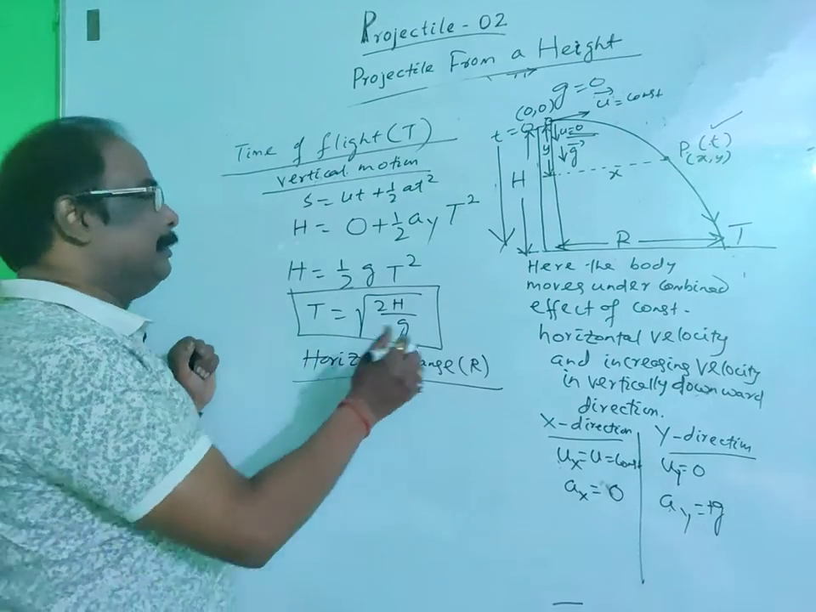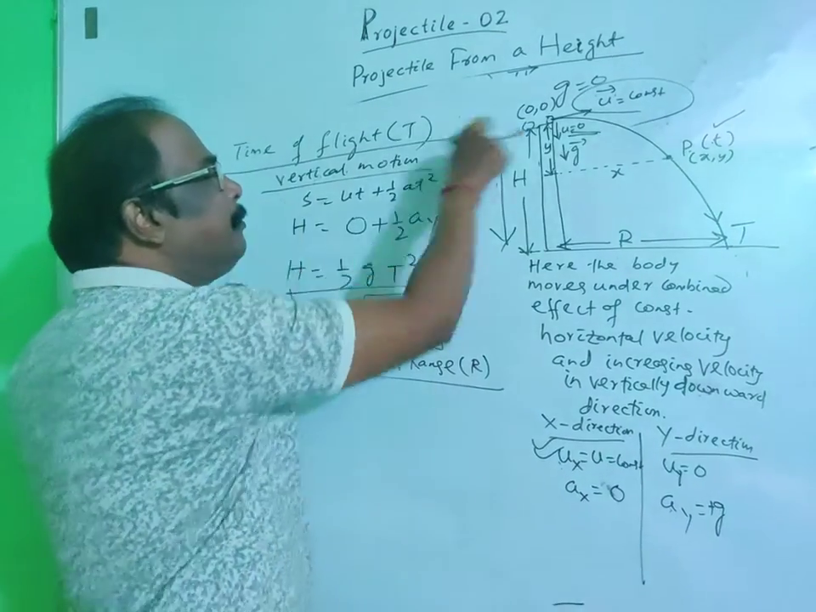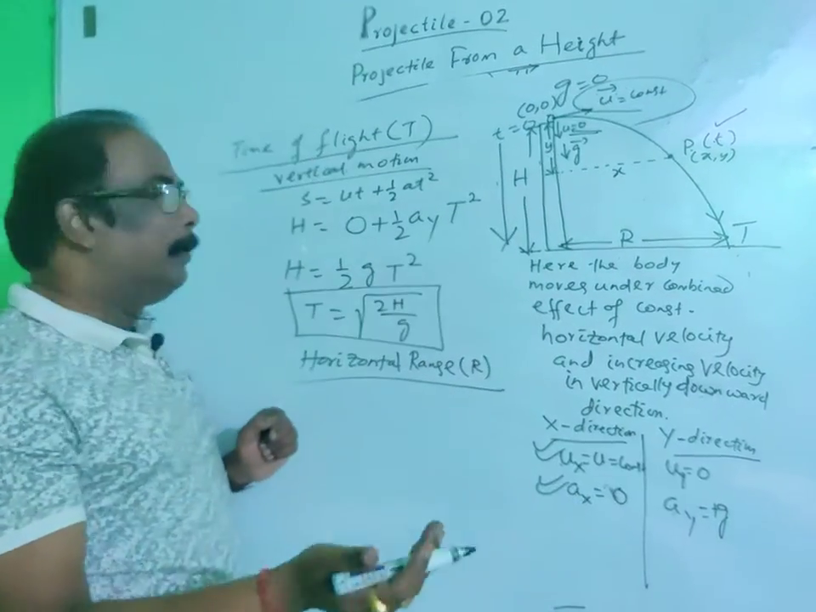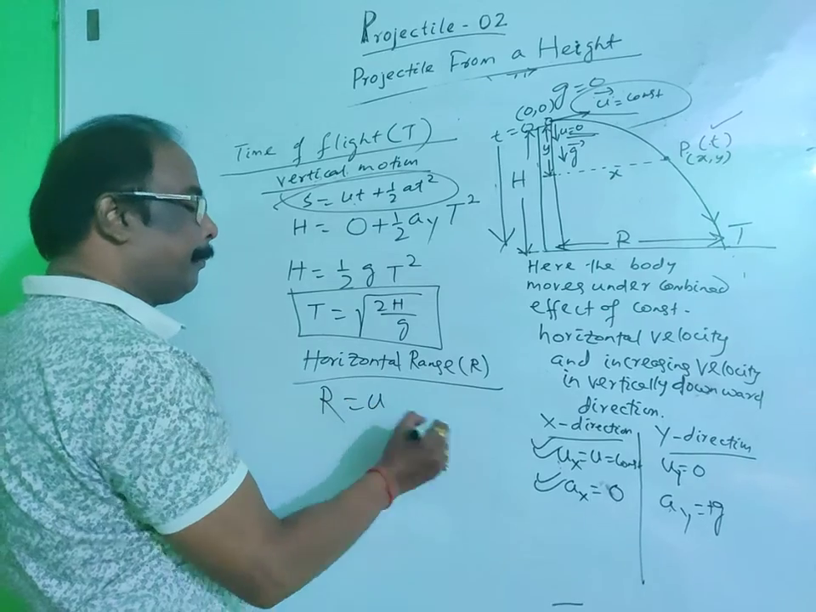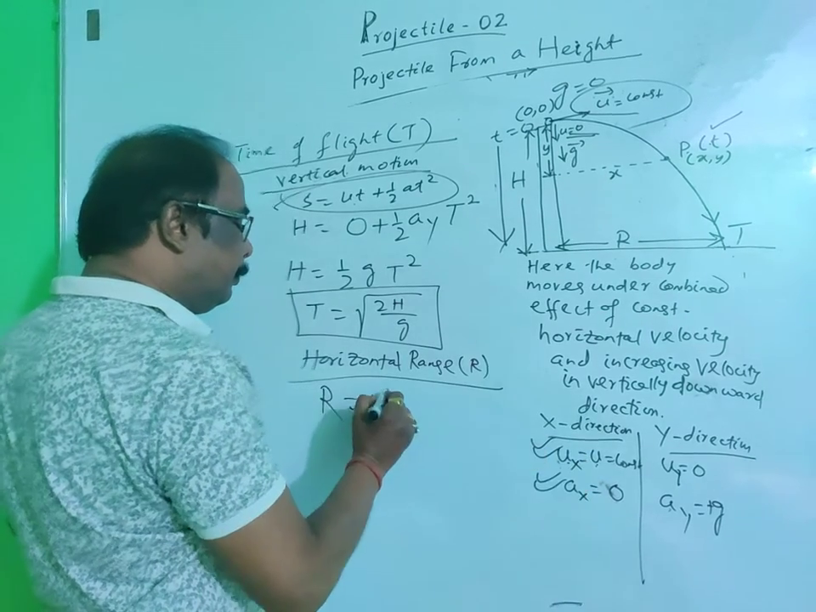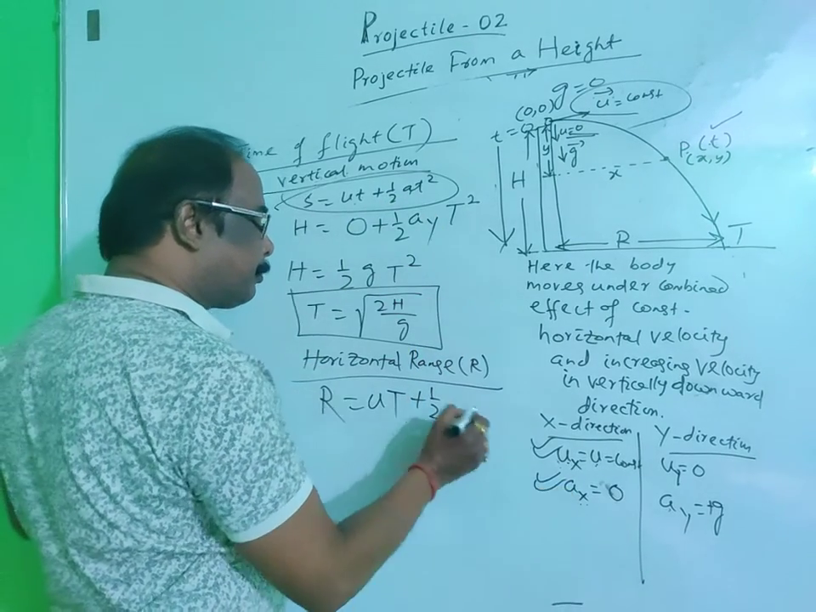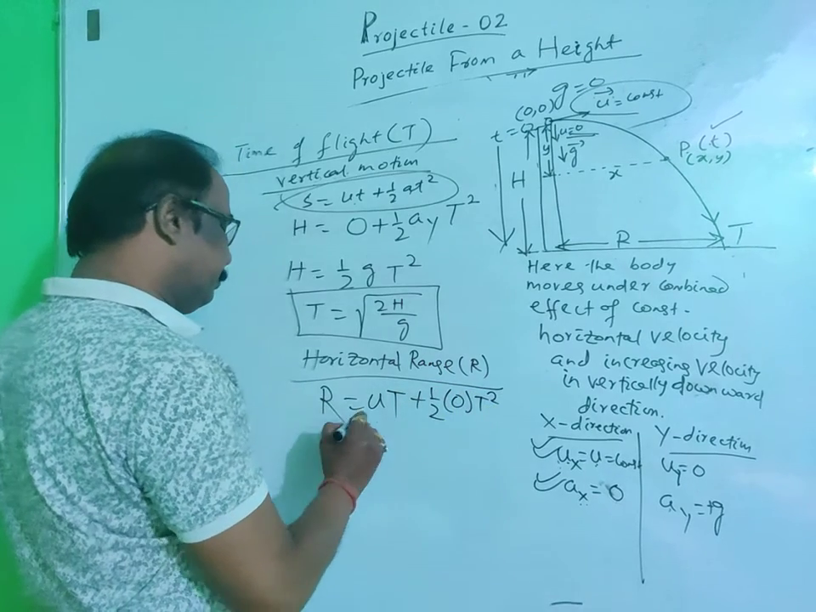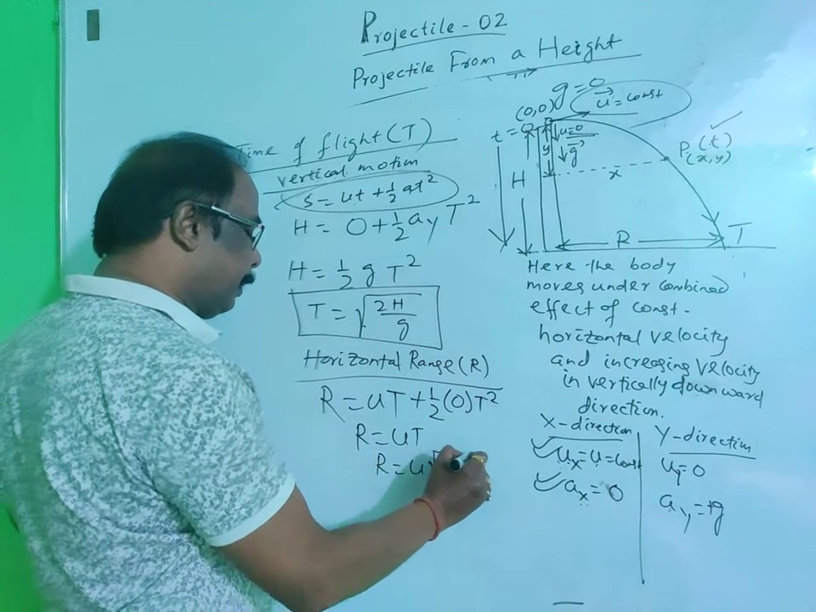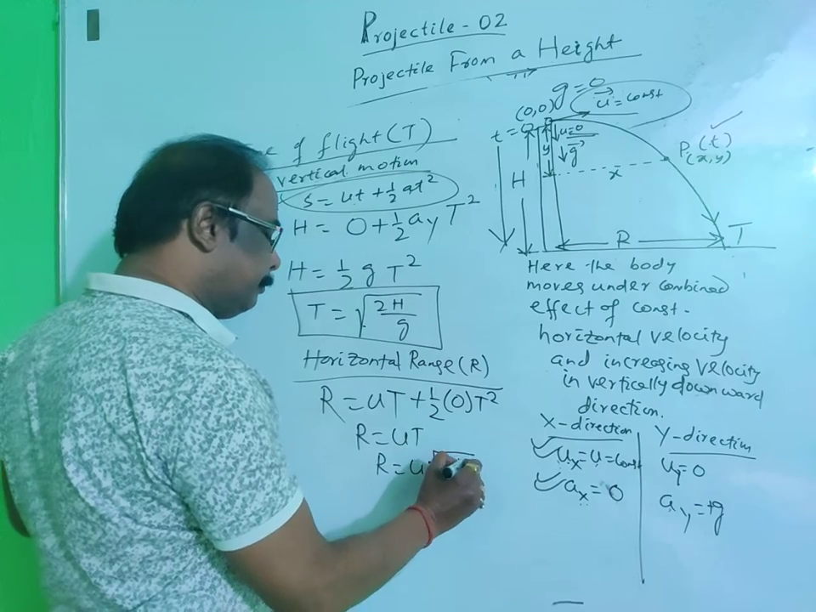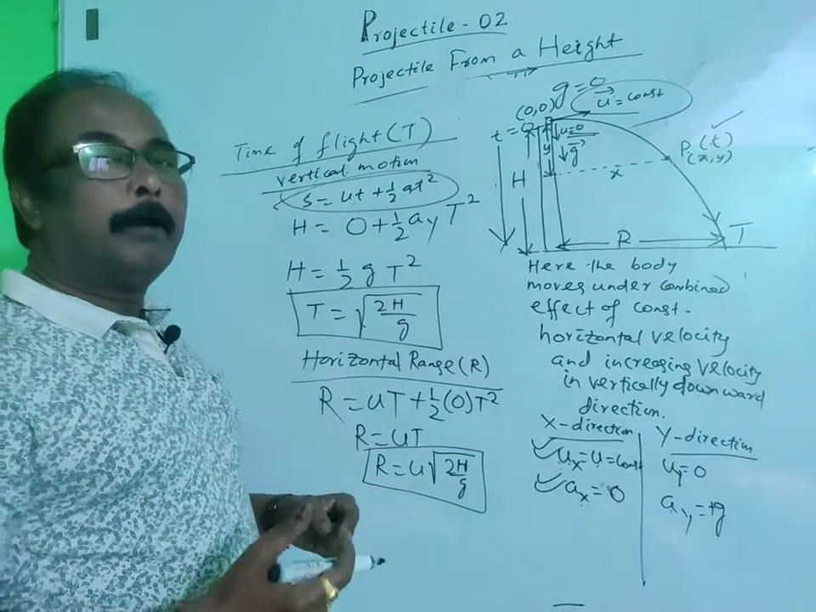Okay. But in horizontal direction, velocity is constant. In horizontal direction, acceleration is 0. Again apply the same equation. Horizontal displacement is r, initial horizontal velocity is ux, meaning u, total time is t, plus half acceleration along x direction, which is 0, into t square. So range is equal to ut. So range is equal to u, and in place of total time we may write square root of 2h by g. This is the formula for range and this is the formula for time of flight.